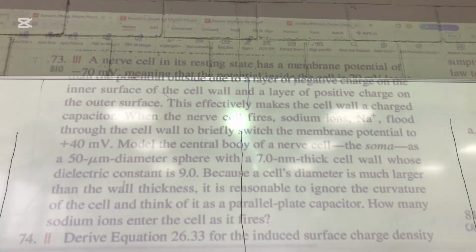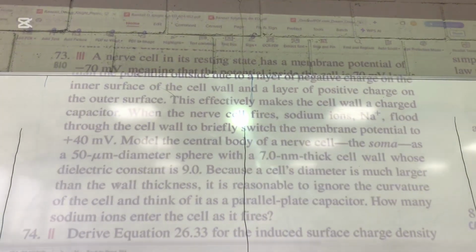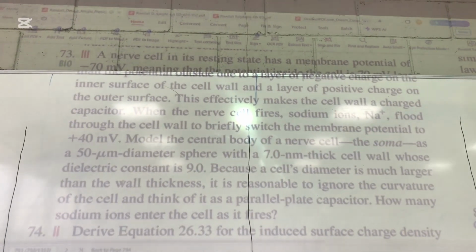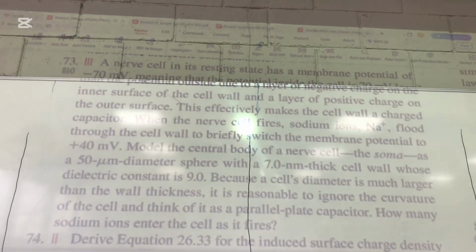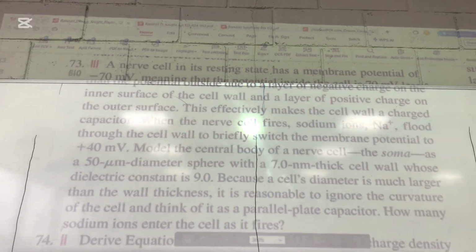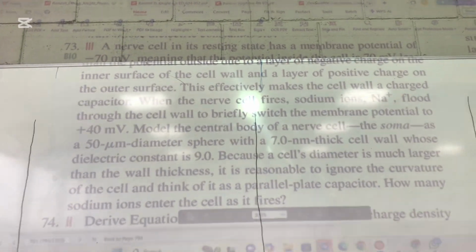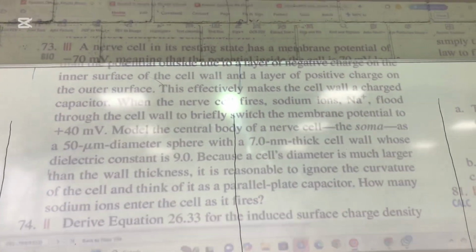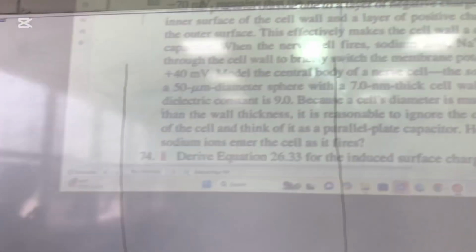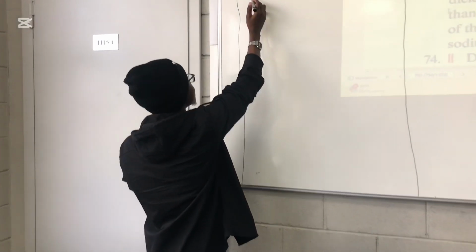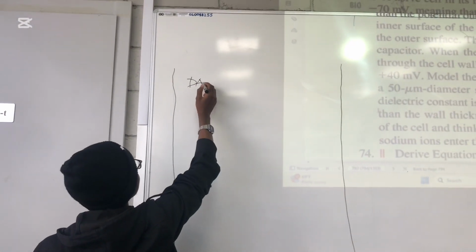Because the cell's diameter is much larger than the wall thickness, it is reasonable to ignore the curvature of the cell and think of it as a parallel plate capacitor. So the question wants us to find how many sodium ions enter the cell as it fires. So first of all, let's record the data. So here we have data given.